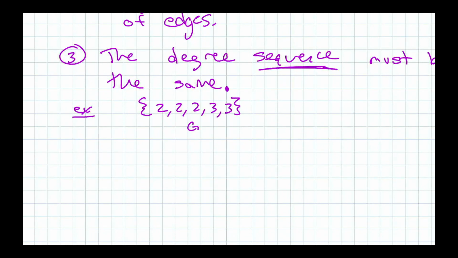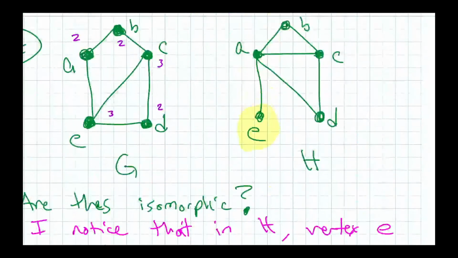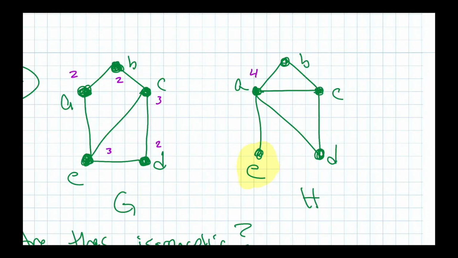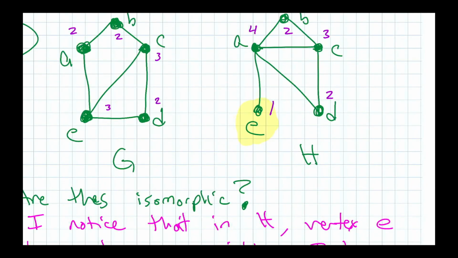That was for G. And if you write it out for H, the degree of each vertex, we have 4, 2, 3, 2, 1. So if I again write it in ascending order, just so we can compare it easier, 1, 2, 2, 3, 4.